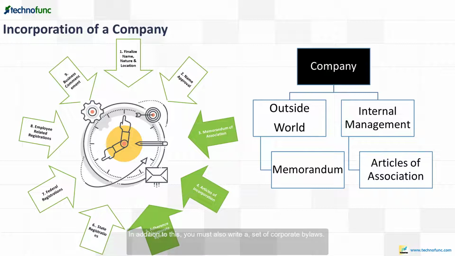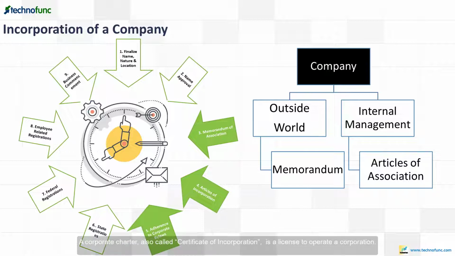In addition to this, you must also write a set of corporate bylaws. These are the rules by which a corporation will operate, and how you will manage the internal affairs of the company. Items in the bylaws may include how the company will elect directors of the corporation and when stockholders will meet. When the state approves the application, it issues a corporate charter. A corporate charter, also called a Certificate of Incorporation, is a license to operate a corporation.